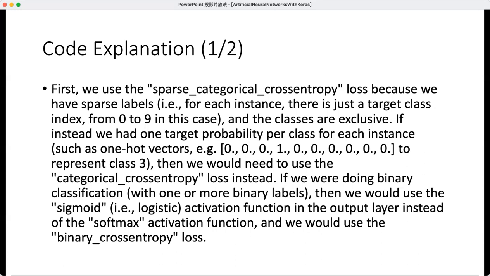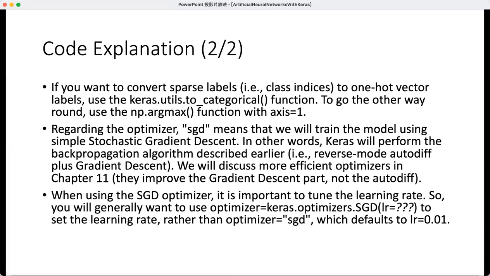So if we are doing binary classification, then as we already mentioned, we normally will use a sigmoid activation function, and we normally will use a binary cross entropy loss. So I think I already explained the code.